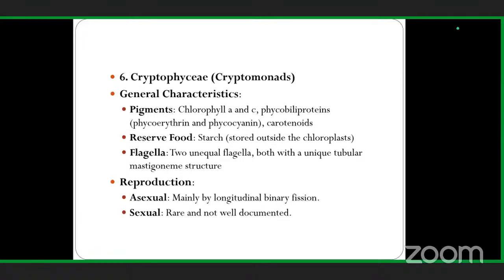Okay. Next is flagella. Two unequal flagella are present, both with a unique tubular mastigoneme structure. So there is a special structure known as mastigoneme. Next, reproduction: asexual, mainly by longitudinal binary fission. So here also binary fission will take place, meaning two daughter cells will form. Sexual reproduction is very rare, and it is also not well documented yet, meaning it is not yet very much studied in research. They are not saying that there is no sexual reproduction, but it is rare and not well documented.